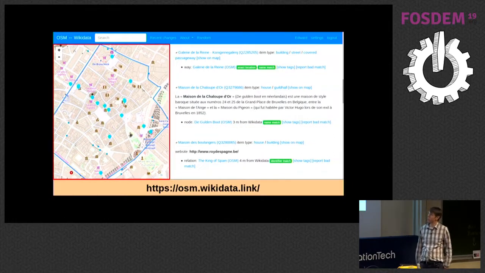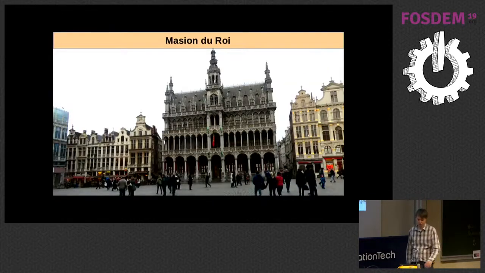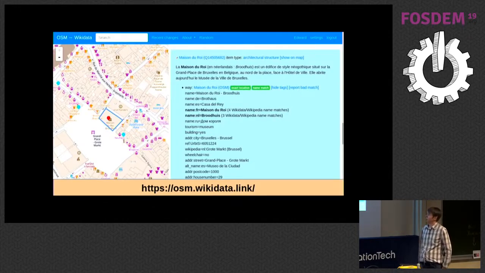Over here, we've got the map. The blue pins are where the Wikidata item coordinates are. So we've got this option, show on map, and that will zoom in on one of these matches so you can see it. I'm going to use the Maison de Roy in the Grand Place as my example. And so this is zoomed in. You can see on the map the red pin is the selected Wikidata item. And there's a blue border, like a polygon, around the OpenStreetMap object. And the system is saying this is an exact match.